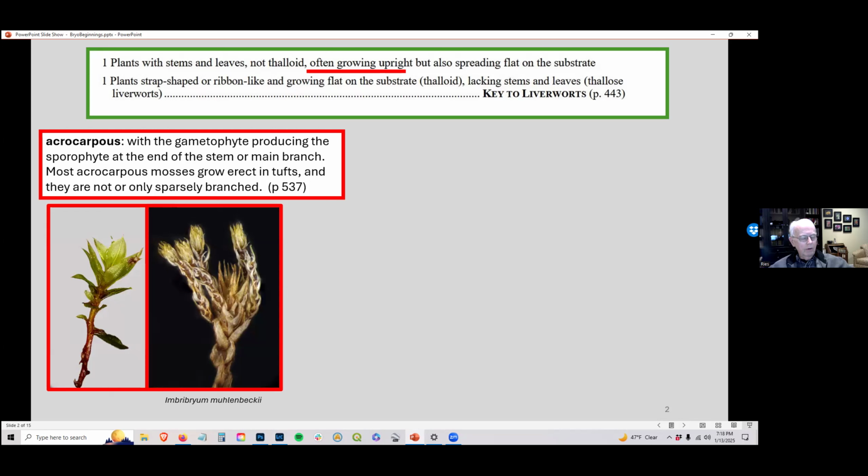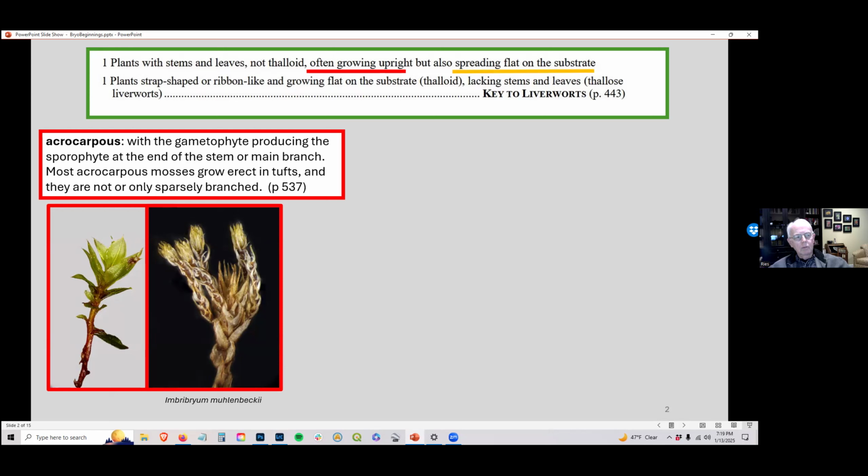So those are two acrocarps. The one on the left is not branched at all. And the one on the right is to kind of show you that sparsely branched can be stretched a little bit. You can see there's a main stem there with 4 branches on it. So sometimes acrocarps are branched, but they're pretty much always upright like that.